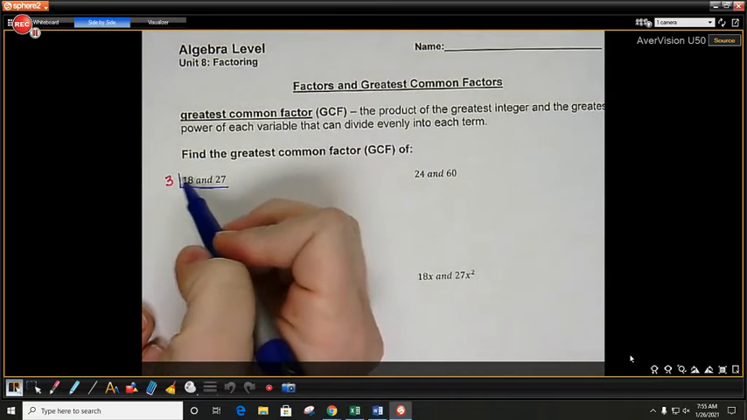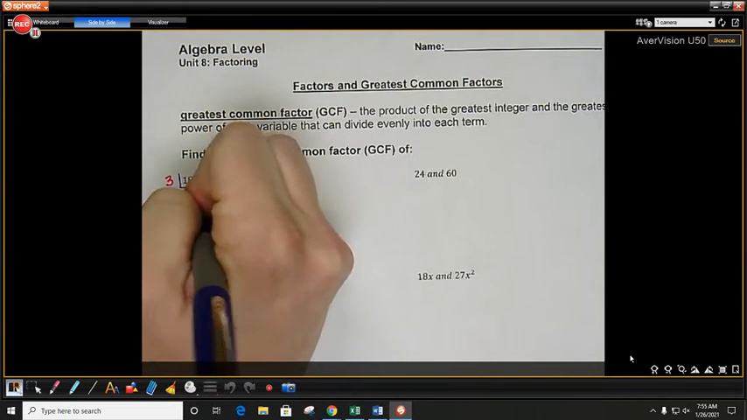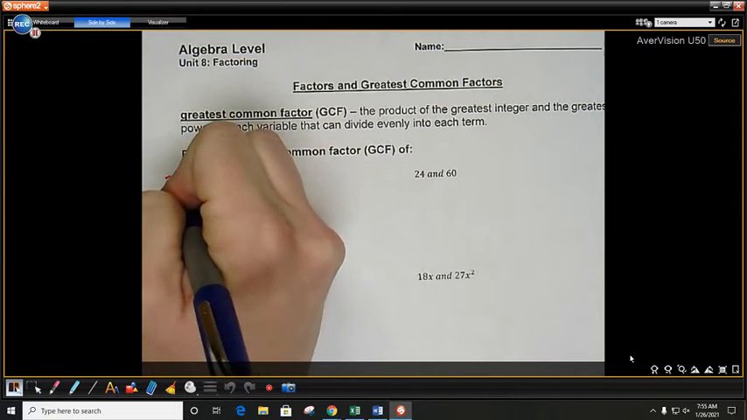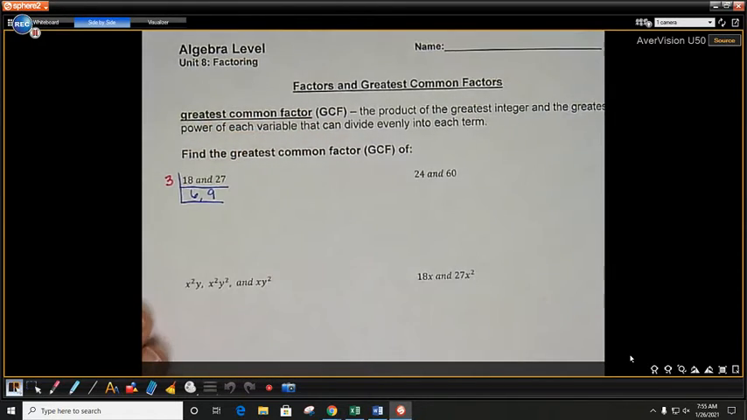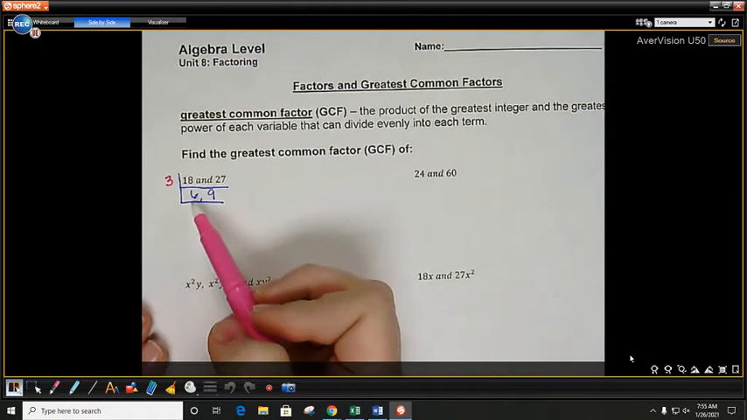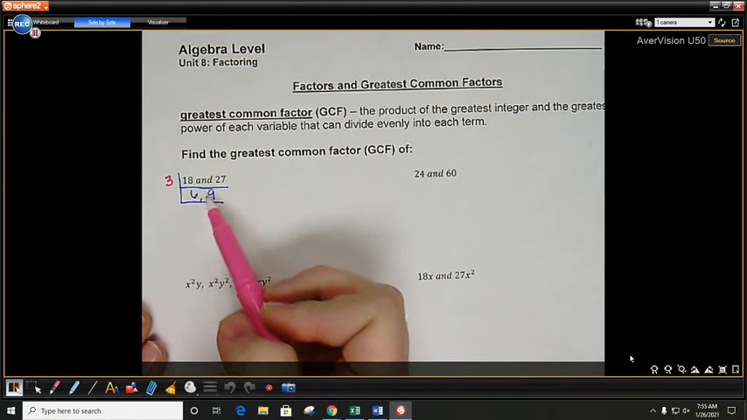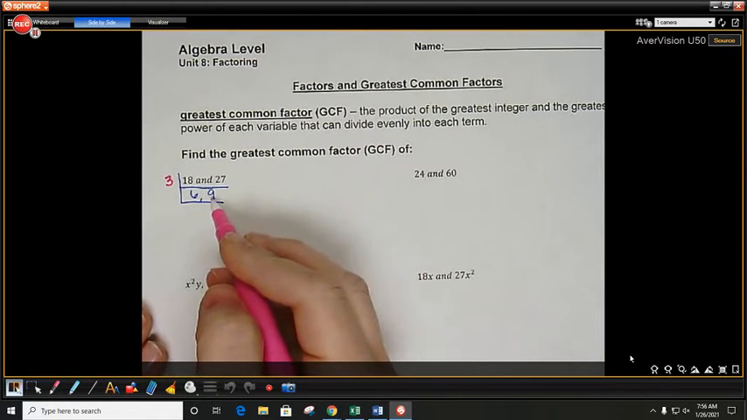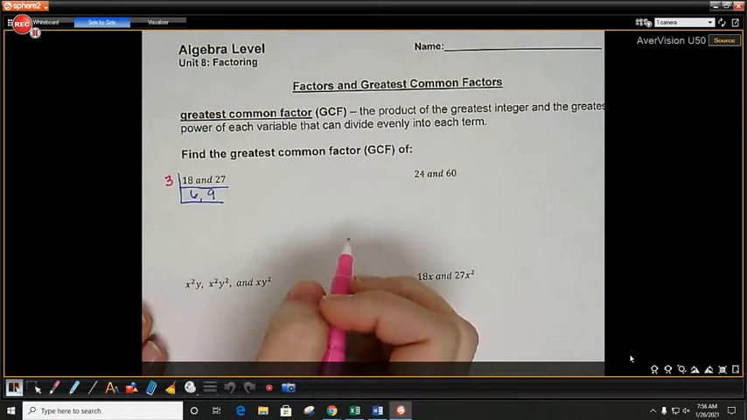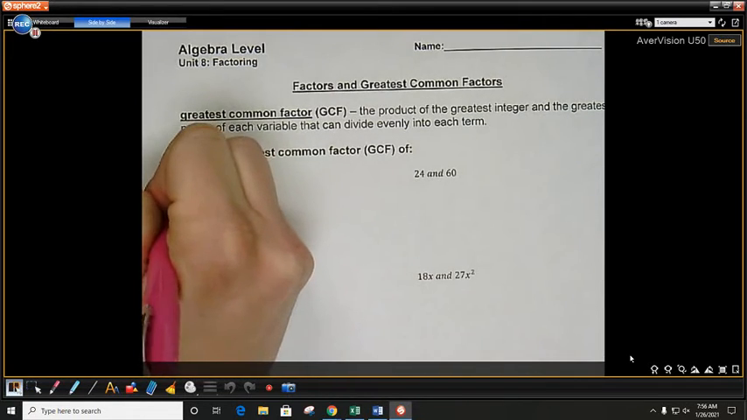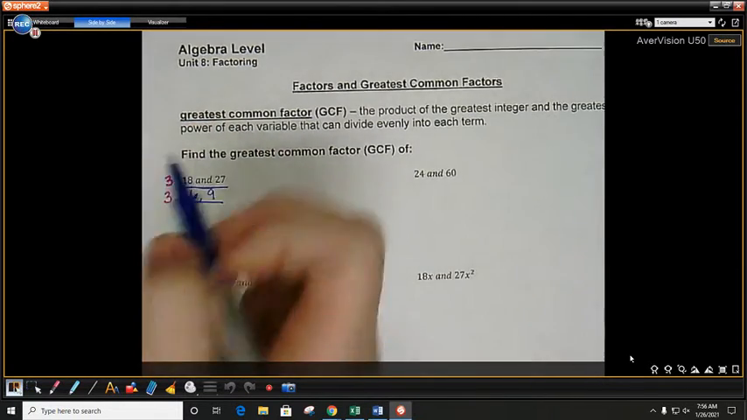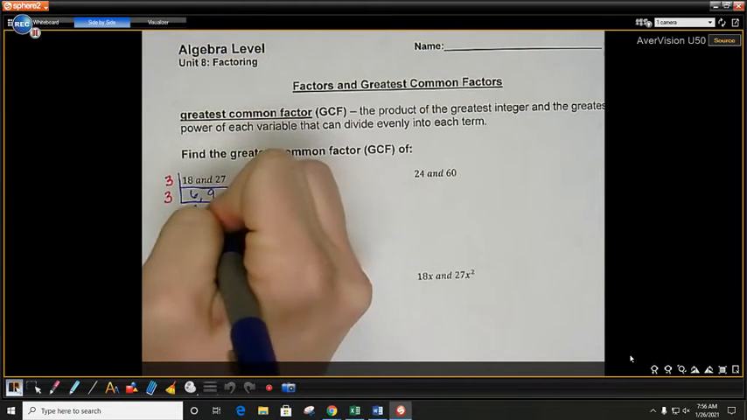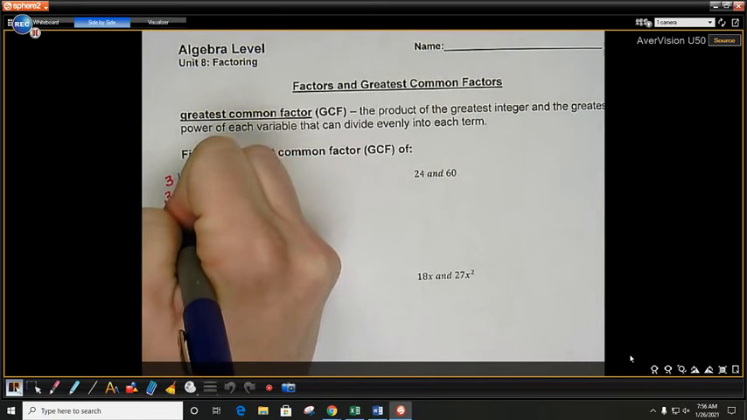Then we're going to work down. 18 divided by 3 is 6, and 27 divided by 3 is 9. And then do another layer of your upside down division. Now we're trying to find a common factor of 6 and 9. Again, they're not divisible by 2 because 9 is odd. They're both divisible by 3 though, so I can take out a common factor of 3. 6 divided by 3 is 2. 9 divided by 3 is 3.